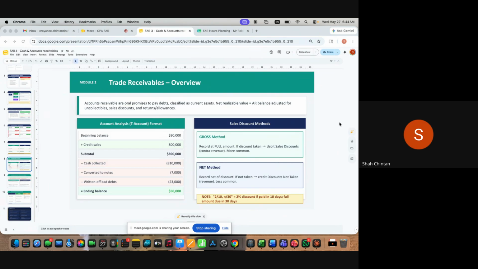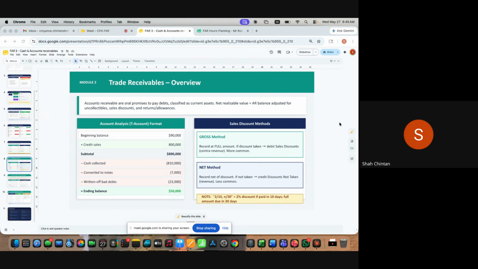When you raise the invoice to the customer, the accounts receivable is created. Accounts receivable is presented in the balance sheet as a current asset, net of any bad debt provisions, which you expect the customer will not pay. So generally, accounts receivable is presented at net realizable value.